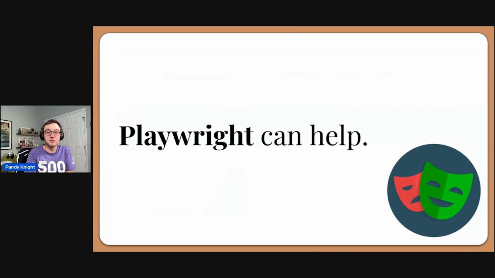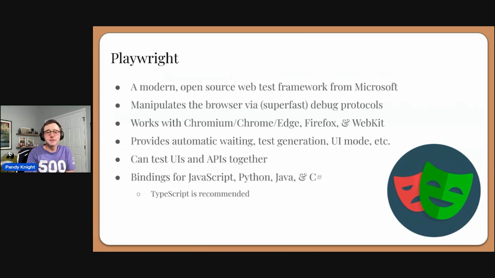And this is where I think Playwright as a modern test framework can really help us. As I said before, Playwright is a relatively new open source web test framework from Microsoft. The way it works is it manipulates the browser via super fast debug protocols. It's kind of like going in the back door of the browser. This is much faster than Selenium that uses the WebDriver protocol, and Cypress, which uses in-browser JavaScript. Playwright can work with all the major browser projects, so Chromium, Firefox, and WebKit.